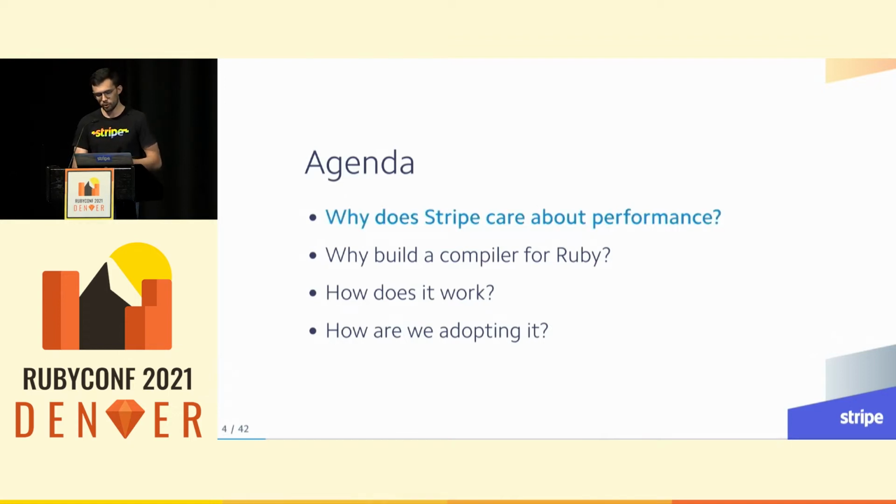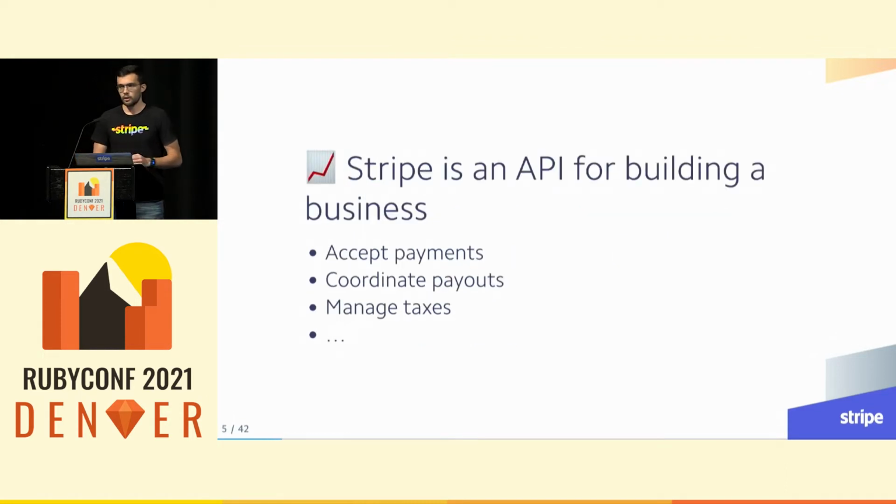So let's dive into that first one, why Stripe cares about performance. For those who are unfamiliar, Stripe is a software company that basically provides an API that lets you pretty much build a business. Imagine any particular part of your business that involves money, like accepting payments or coordinating payouts or managing taxes or giving loans, receiving loans, doing invoices, subscriptions, all sorts of different things that involve moving money around in your company. Stripe has an API for it.